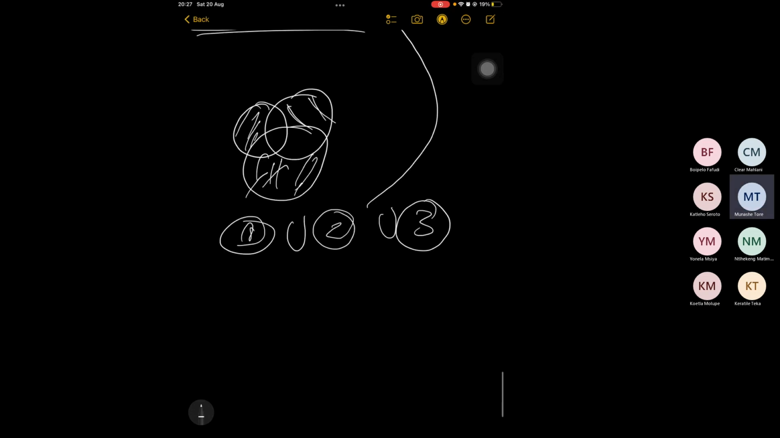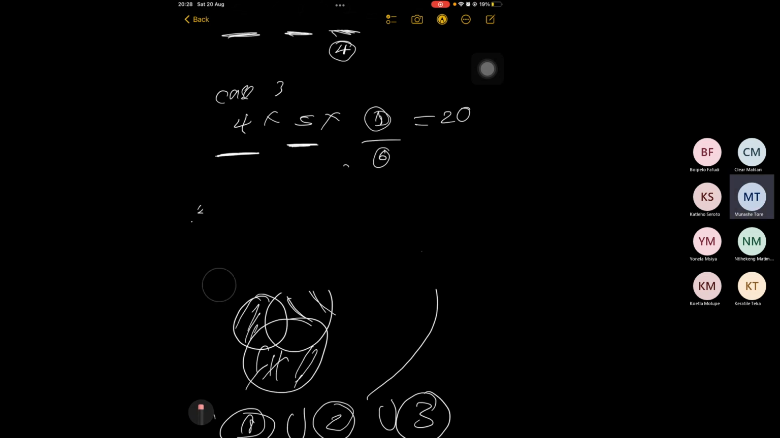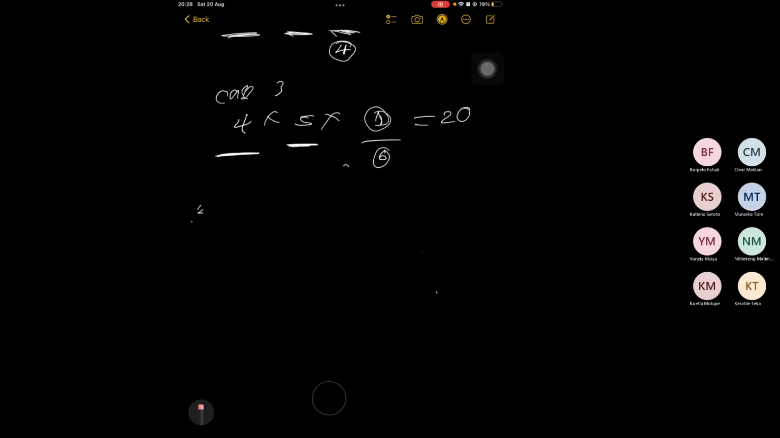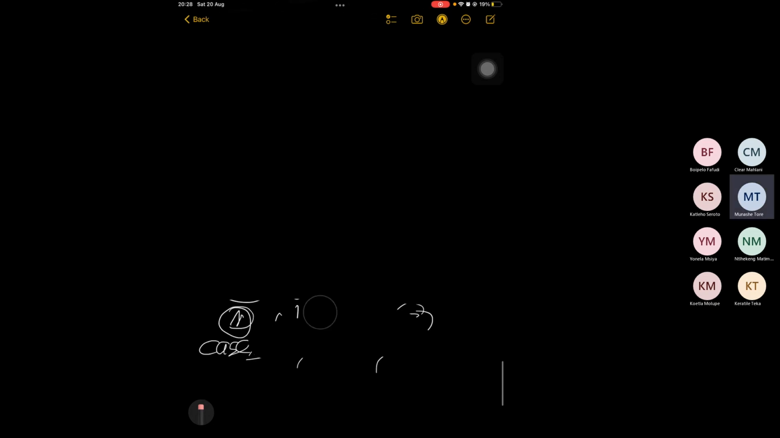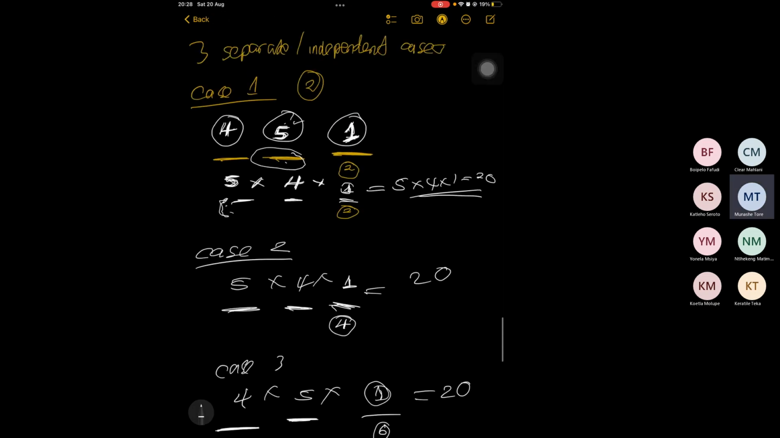If it's union, we are just saying it can be case number 1, or union case number 2, or it can also be case 3. So it's case number 1, case number 2, and case number 3. It's literally the same as what you did in set theory. Does it make sense? Okay. Yeah, it does. So yes, that's how you do it.